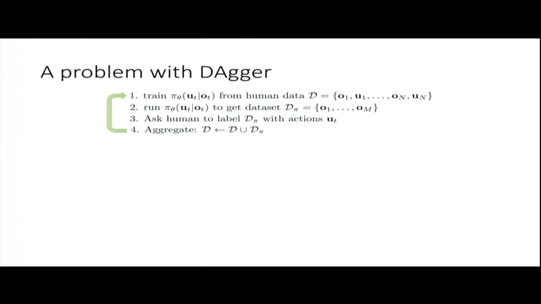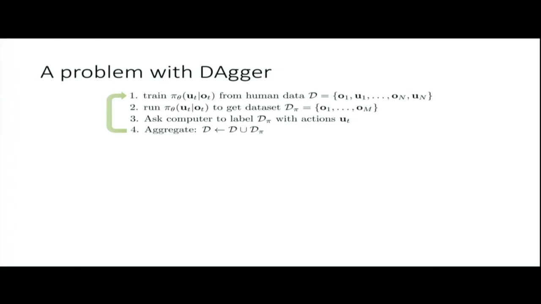So there are two problems with Dagger. One problem is this step 3, which is ask a human to label the data, which is a little bit unnatural. So using a computational expert, of course, addresses this because the planning algorithm has no qualms about labeling states that somebody else visited, unlike a human.